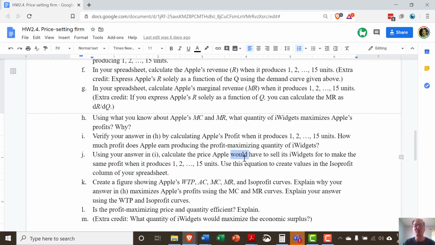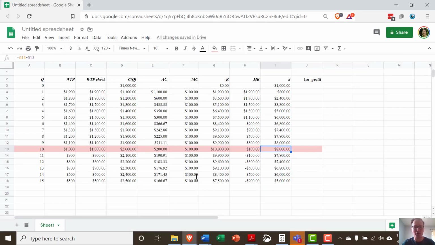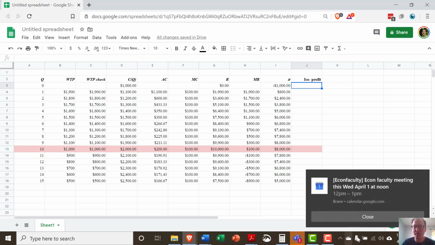So this is definitely the most challenging part of the homework assignment. I give it to you because I want you to understand that you can also draw isoprofit curves that look like the ones in the book. So in this example, we're using the marginal cost, marginal revenue rule to find the quantity of iWidgets Apple will sell, but it's still useful to see that these isoprofit curves are not just totally made up. What the isoprofit curve is telling us is what other combinations of price and quantity would produce the same profit.